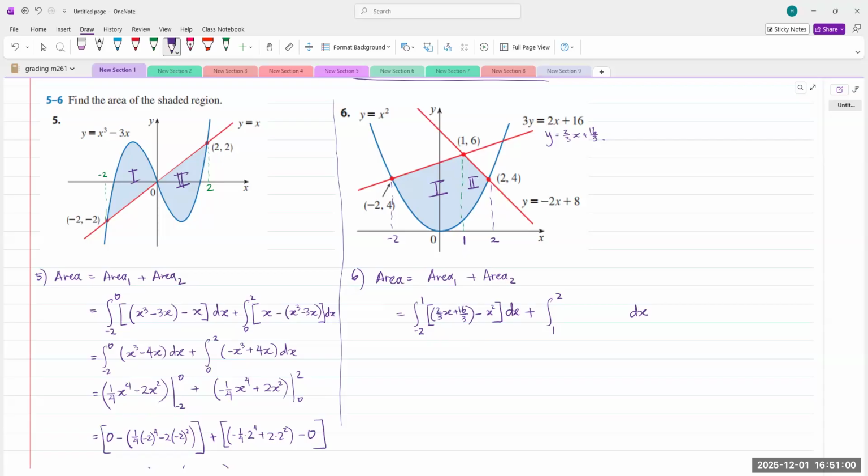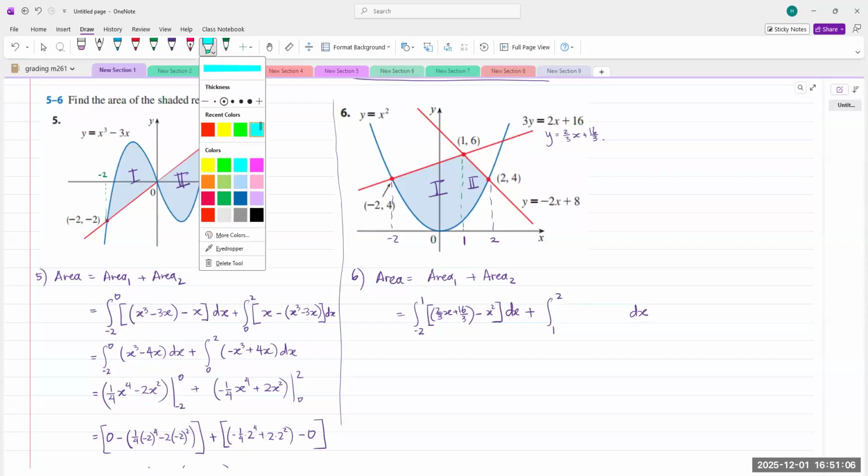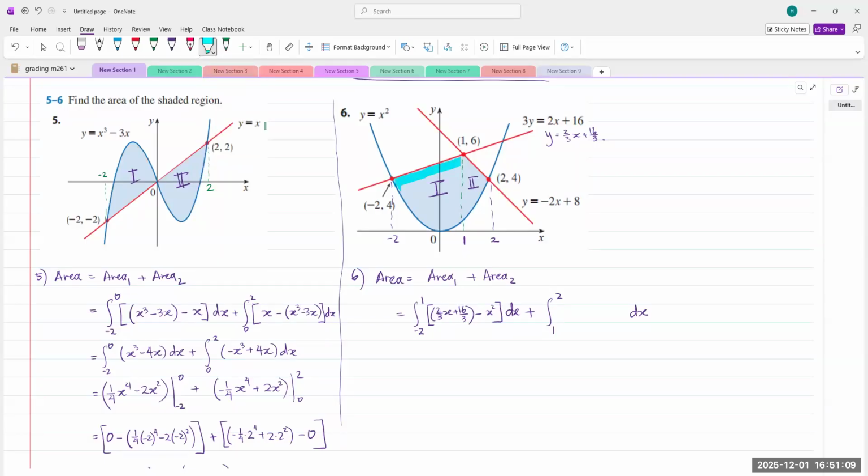Okay, that's region 1. Let me highlight that again so that you can see this is region 1. The upper bound is the line y equals 2/3 x plus 16/3. The lower bound is the parabola x squared. Okay, that's region number 1. Let's see region 2. The upper bound is y equals negative 2x plus 8 minus the lower bound, also x squared. Okay, but you see the domain of integration is already different.